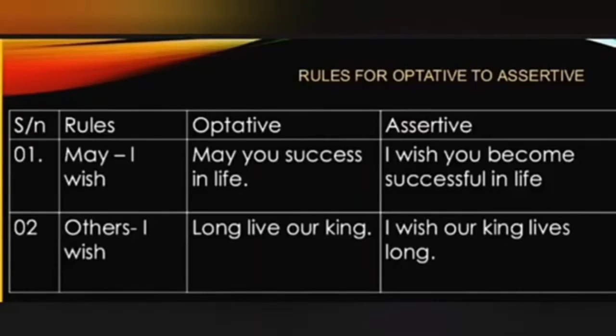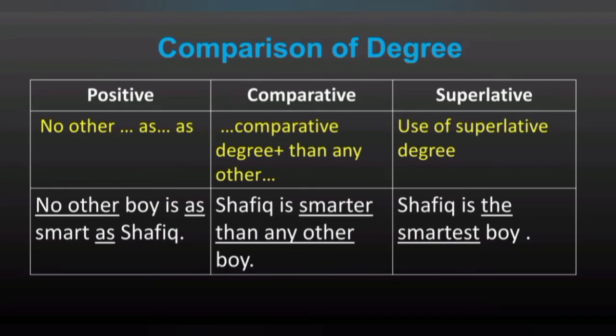Optative sentences are the wishes people make for others. For example, may you be happy, may you be successful in life. So, the "may" becomes "I wish" when we have to change it from optative to assertive. And the sentence changes this way: I wish you become successful in life. An optative sentence can also be constructed without the help of "may". For example, long live our king. That time also we have to take the help of "I wish" and the sentence will change into: I wish our king lives long. This is how we can change an optative sentence to an assertive one.